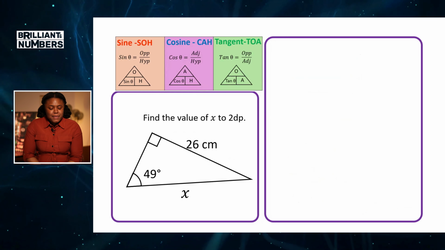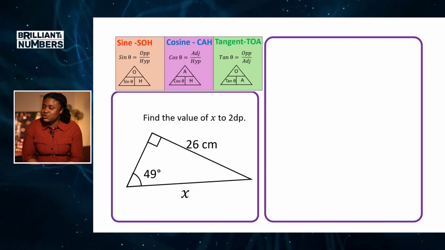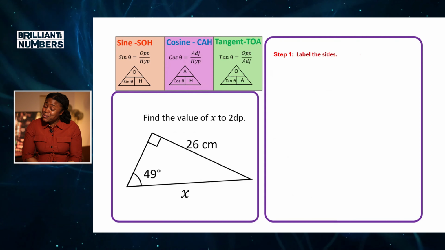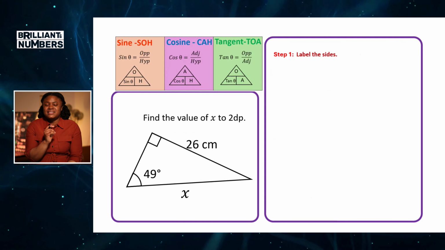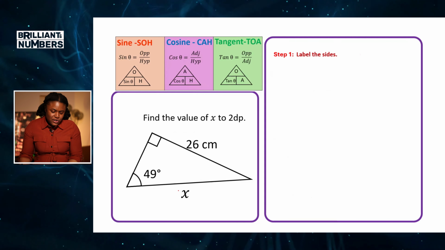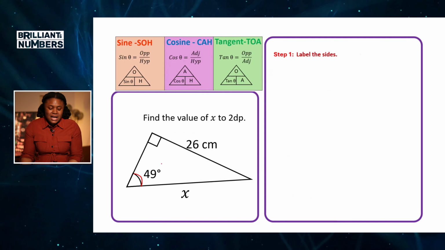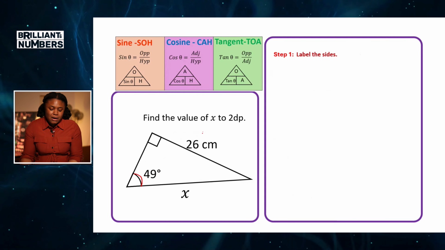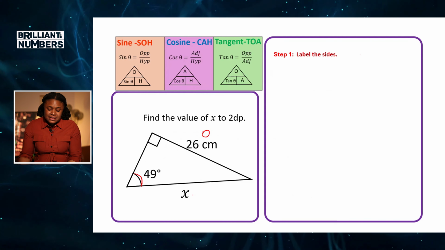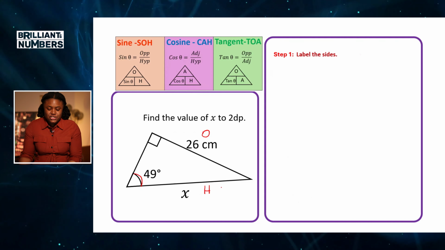Here, I'm asked to find the value of x in this question, also to give my answer to 2 decimal places. So I focus on my steps. Step 1, I must label my sides. My reference point is standing at the angle. So I'm going to stand at 49 degrees here. Opposite to 49 is 26, which is my opposite side, so I'm going to label that O. Facing my right angle is the hypotenuse, which is the longest side. I'm going to label that H.